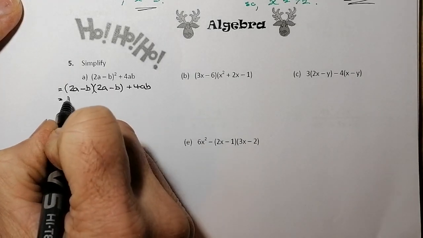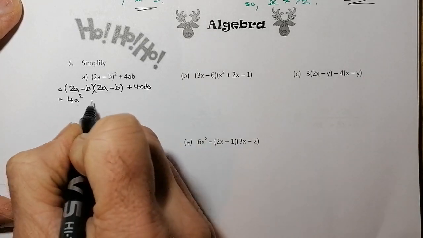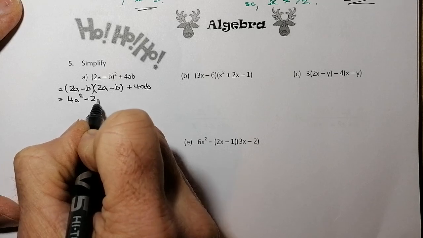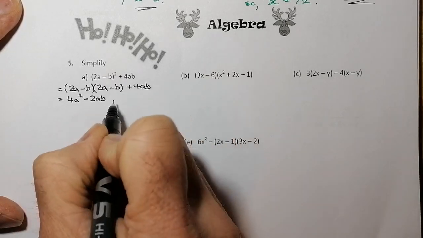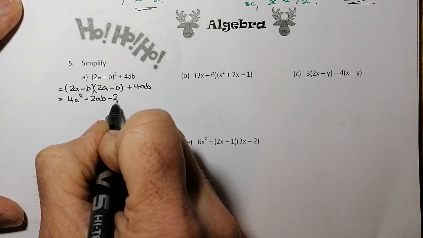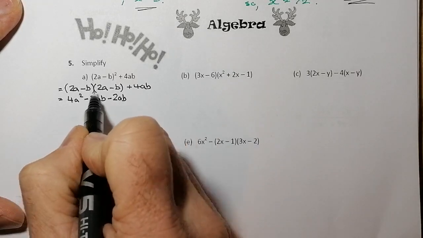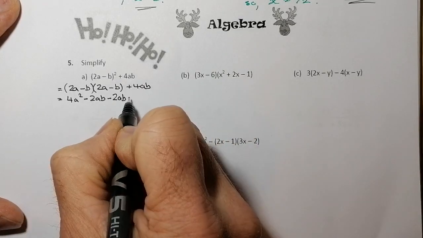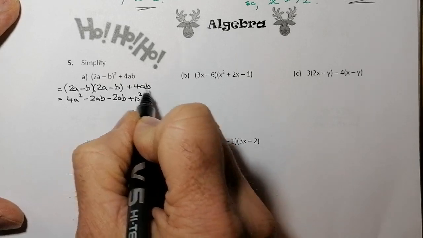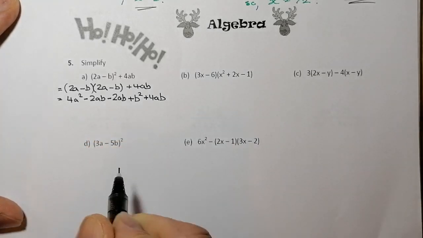So 2a times 2a gives me 4a squared. I've got 2a times minus b, which will be minus 2ab. I've got minus b times 2a, which will give me minus another 2ab. I'm going to put them as ab, the way the letters go in the alphabet. And then I've got negative b times negative b, which will be a positive b squared. And at the end here, I've got something I'm going to be gathering up, which is plus 4ab.